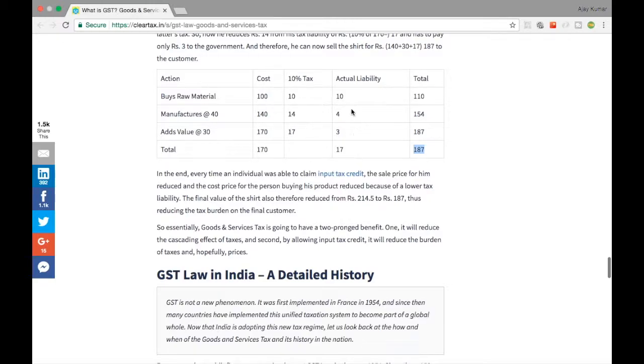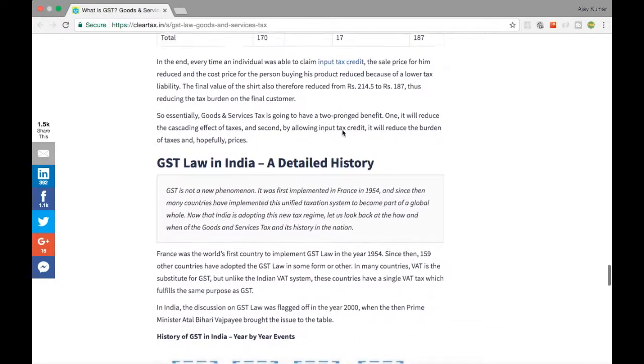It's like a multi-stage tax, so you don't have to pay tax for the whole of the item. For whatever value addition you added, you need to pay tax only for that. If you notice here, the value addition was 40 rupees, and 10 percent of 40 rupees is 4 rupees, that is what they are paying. Same way here, the value addition is 30 rupees, and 3 rupees is the tax. So that is the major difference.